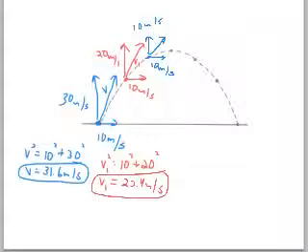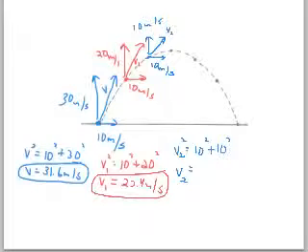So that's the overall, I'm going to call that V sub 2, the velocity at the 2-second mark. V sub 2 squared will be equal to 10 squared plus 10 squared. Plug in your calculator, take a square root. V sub 2 for the 2-second mark is, I believe, 14.1 meters per second.